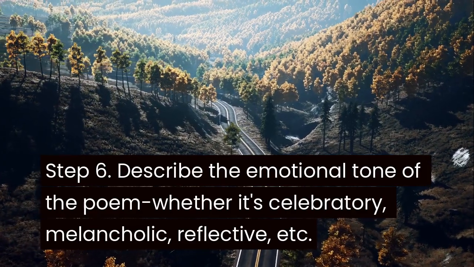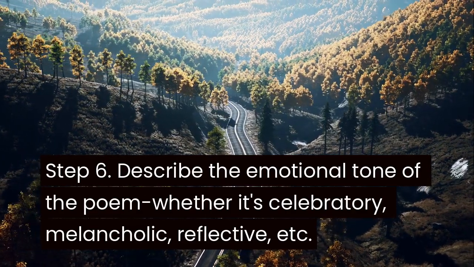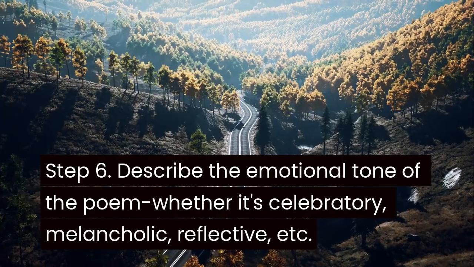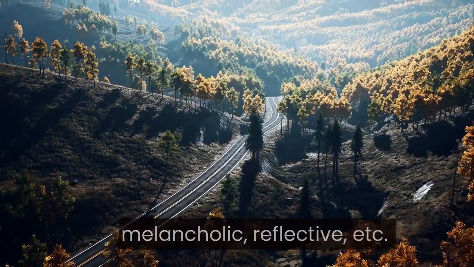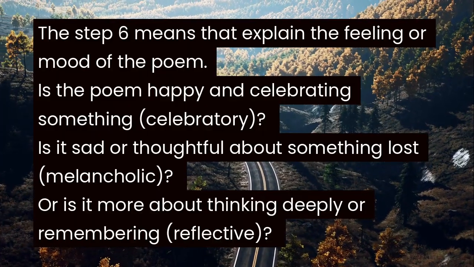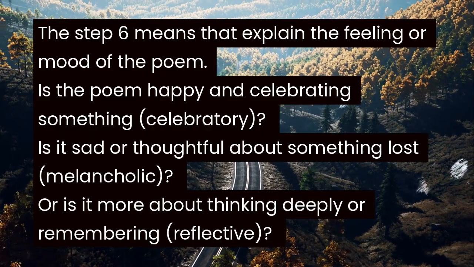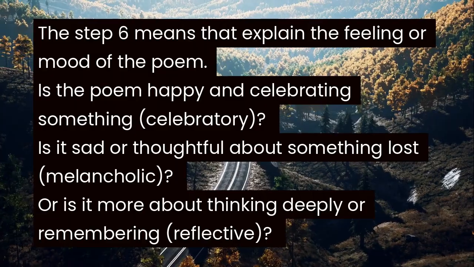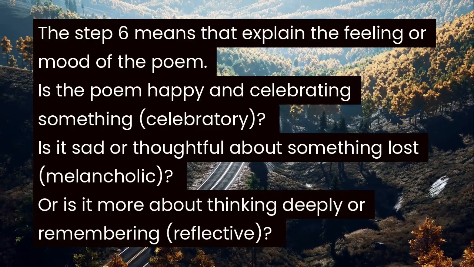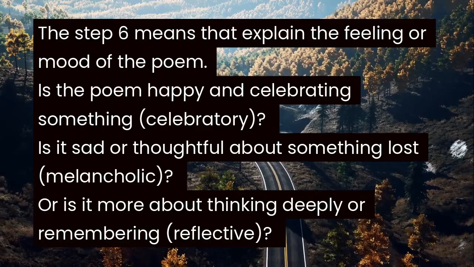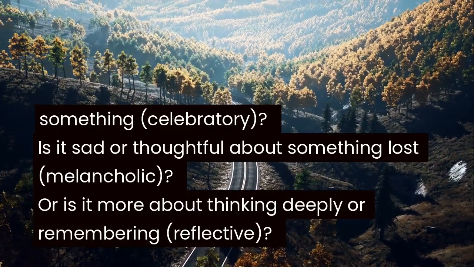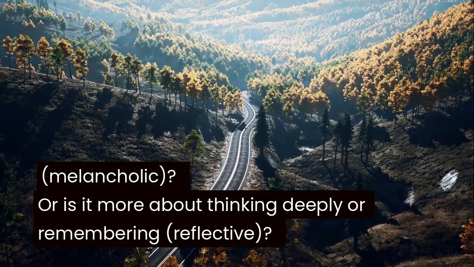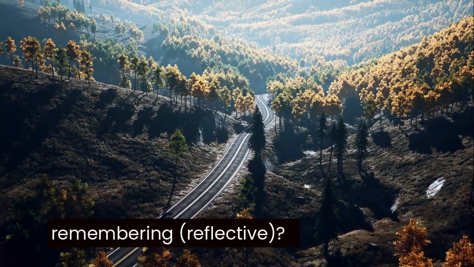Step 6. Describe the emotional tone of the poem, whether it's celebratory, melancholic, reflective, etc. Step 6 means explain the feeling or mood of the poem. Is the poem happy and celebrating something, celebratory? Is it sad or thoughtful about something lost, melancholic? Or is it more about thinking deeply or remembering, reflective?